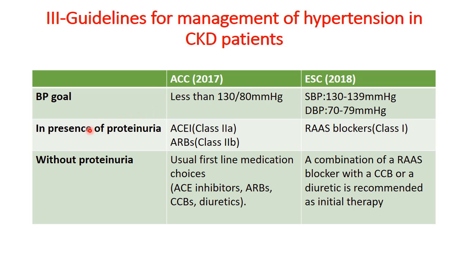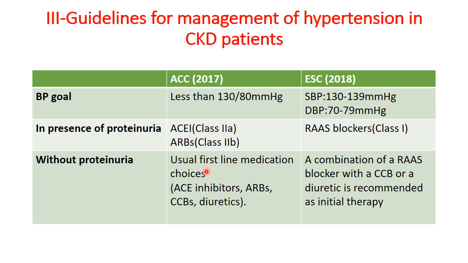between 70 and 79. In presence of proteinuria, the American guidelines recommend ACE inhibitor as a class 2A and ARBs as a class 2B, while the European guidelines recommend RAAS blocker, either ACE inhibitors or ARBs, in presence of proteinuria, and both were given class 1 recommendation.